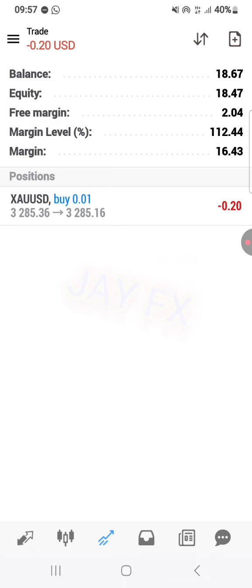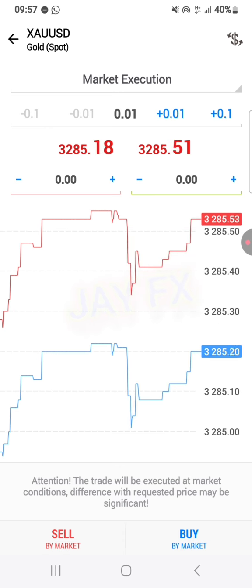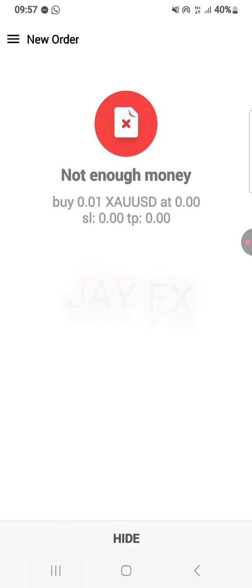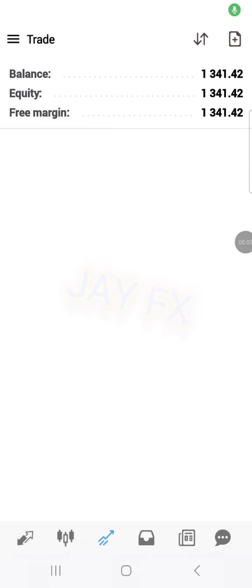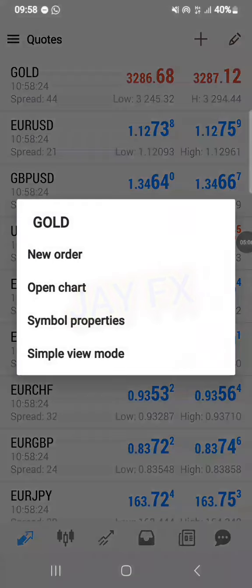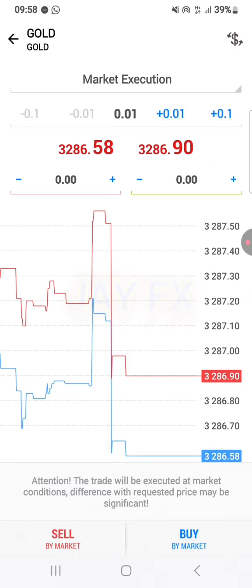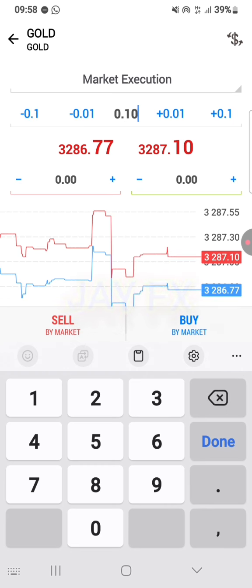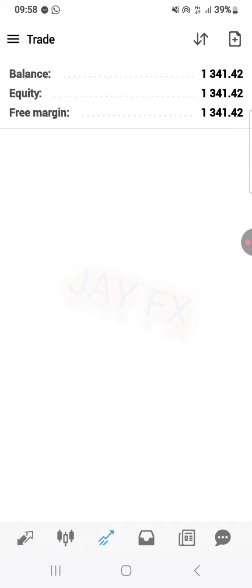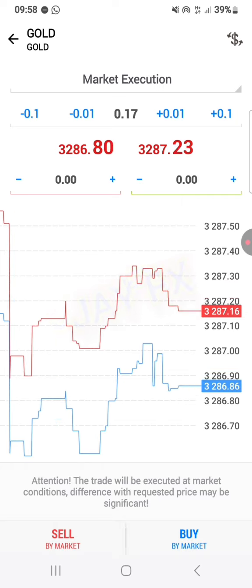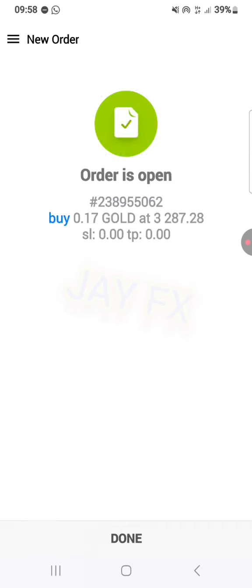As I told you, according to the leverage of my account, you can see that my broker is not allowing me to open more than one position with this account, but I will go somewhere else and open. So let's continue here and see what we're going to get. Since this is a big account, we're going to use 0.17. Let's use 0.17 and see what we get here.